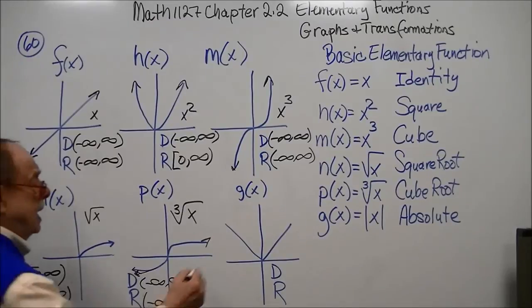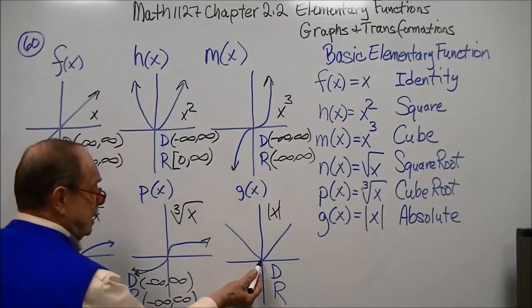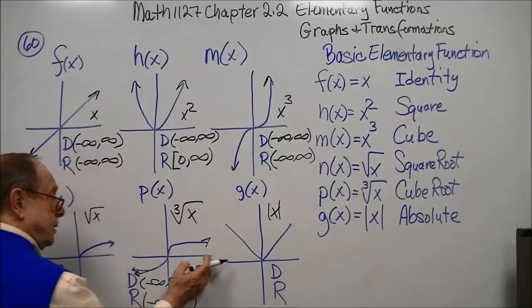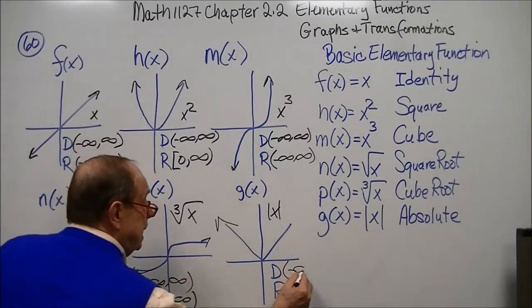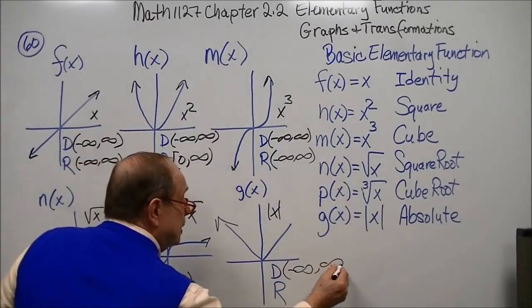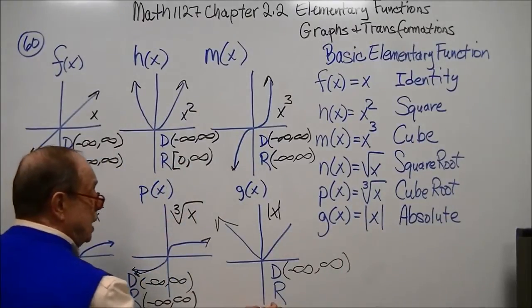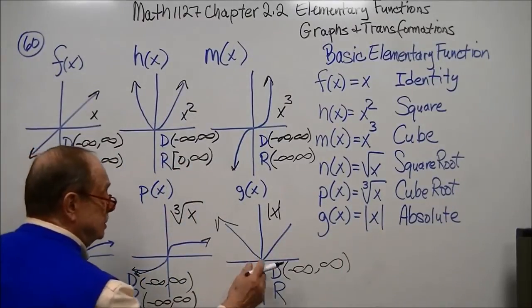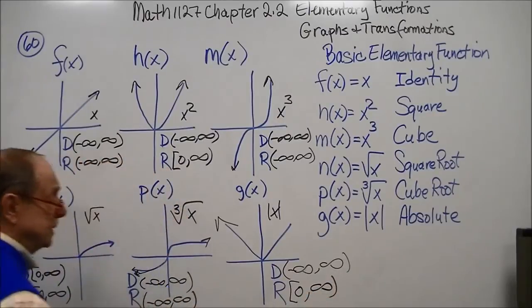Now for absolute value, we start at the origin, and on this way it goes all the way to negative infinity for x values, the same for positive infinity this way. But for our range, it's starting at 0 and goes to positive infinity.